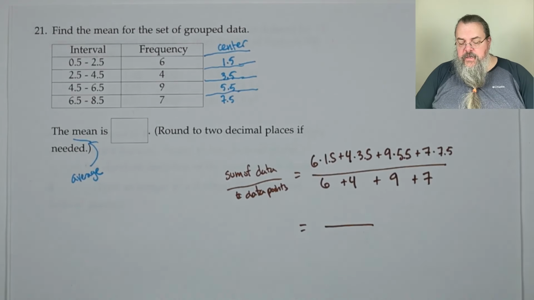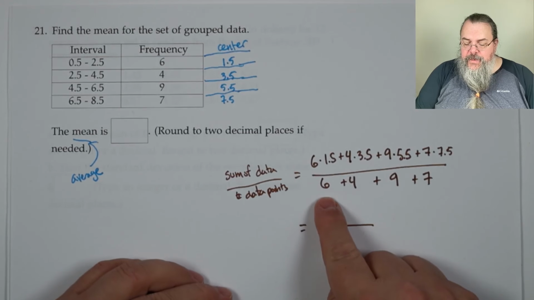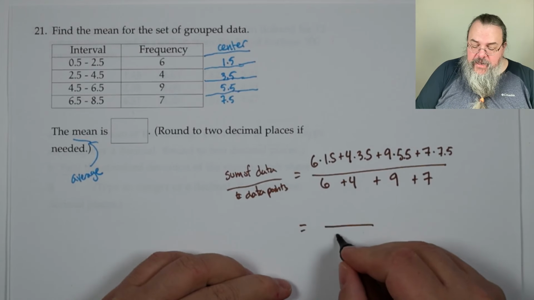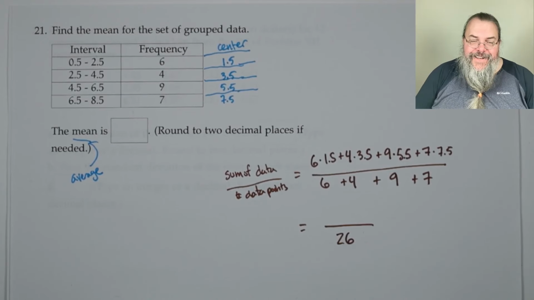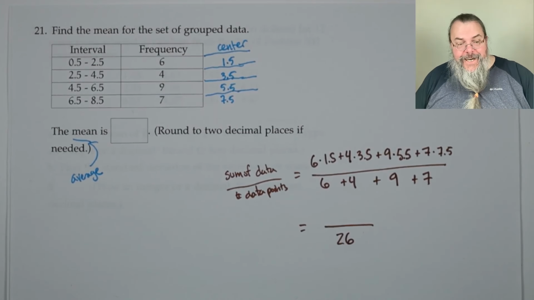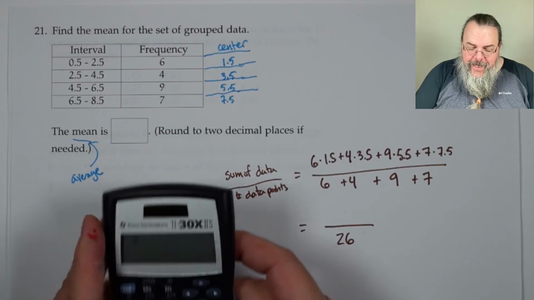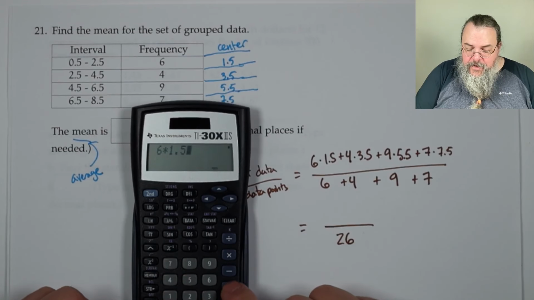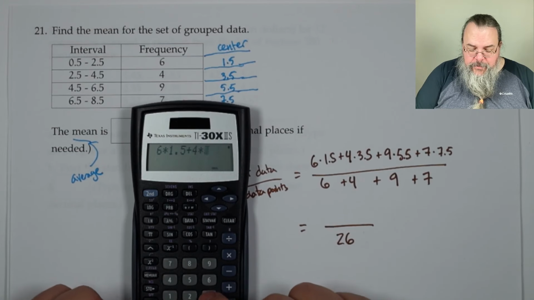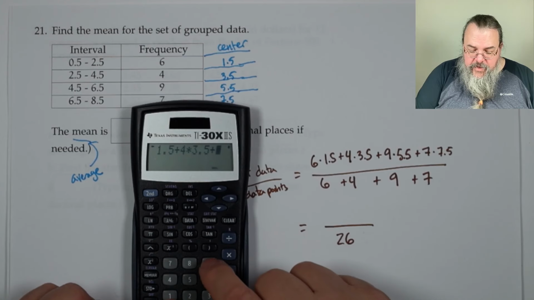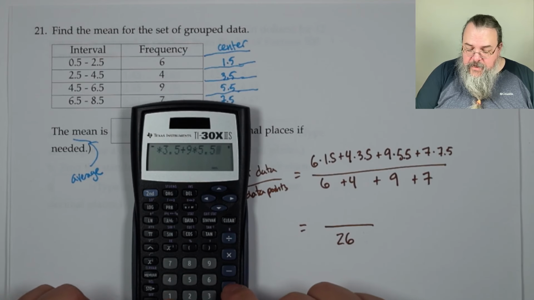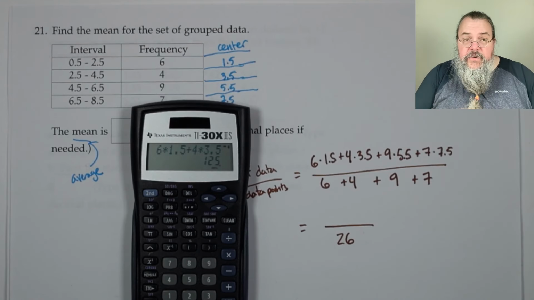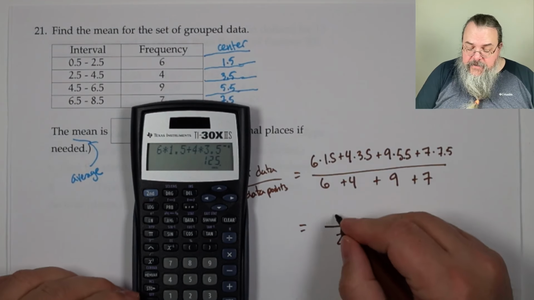All right, so let's see. The downstairs I can probably do in my head. 6 plus 4 is 10. 9 plus 7 is 16. 10 plus 16 makes 26. All right. Upstairs, no, I'm not going to do that one in my head. But that's okay. So here we go. Be patient. 6 times 1.5 plus 4 times 3.5 plus 9 times 5.5 plus 7 times 7.5 equals. And the answer is 125.